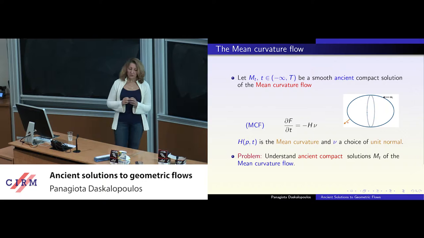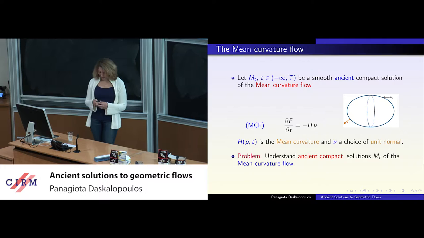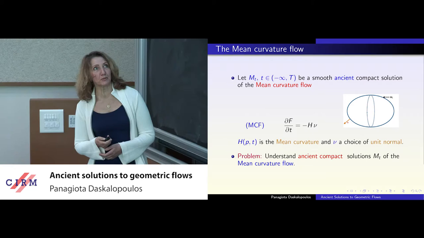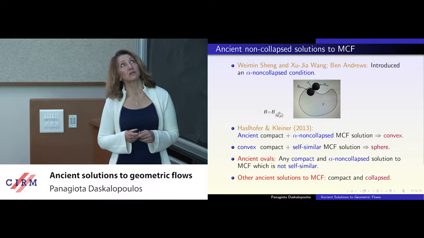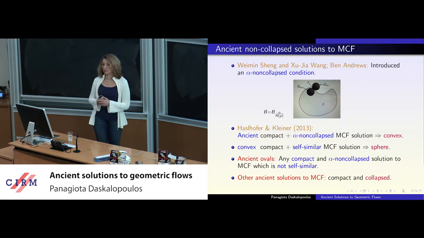Now, once you don't have the convexity, you could construct many exotic examples. Mean curvature flow is well known for its many exotic examples. So it turns out that in these geometric flows, mean curvature flow here and Ricci flow as well, there is a so-called non-collapsing condition that plays an important role in this classification of ancient solutions and also the classification of singularities.